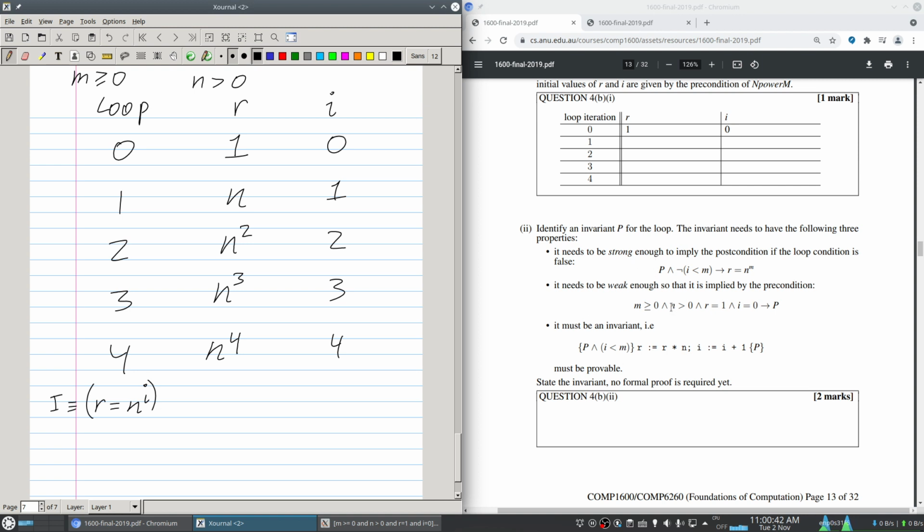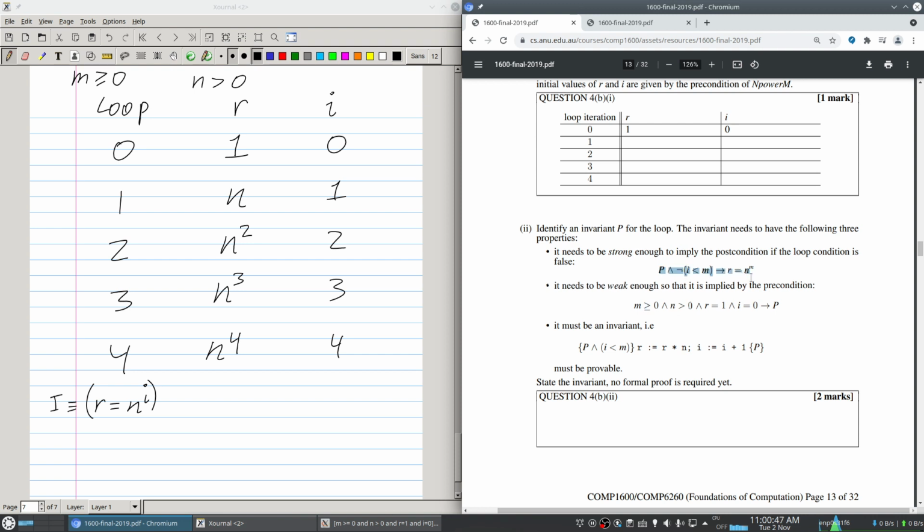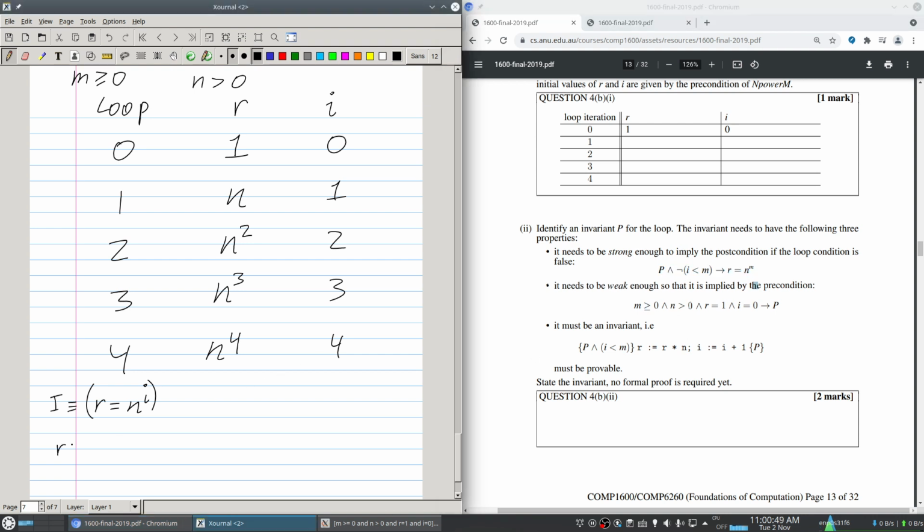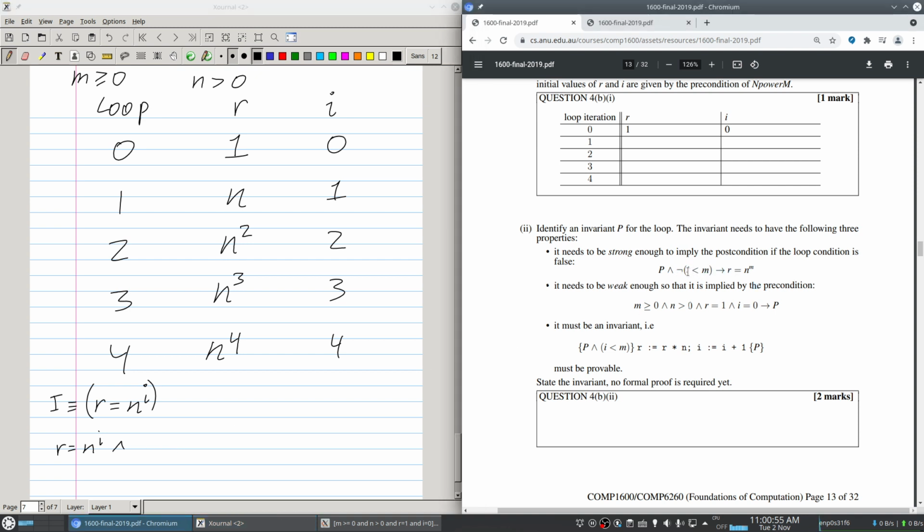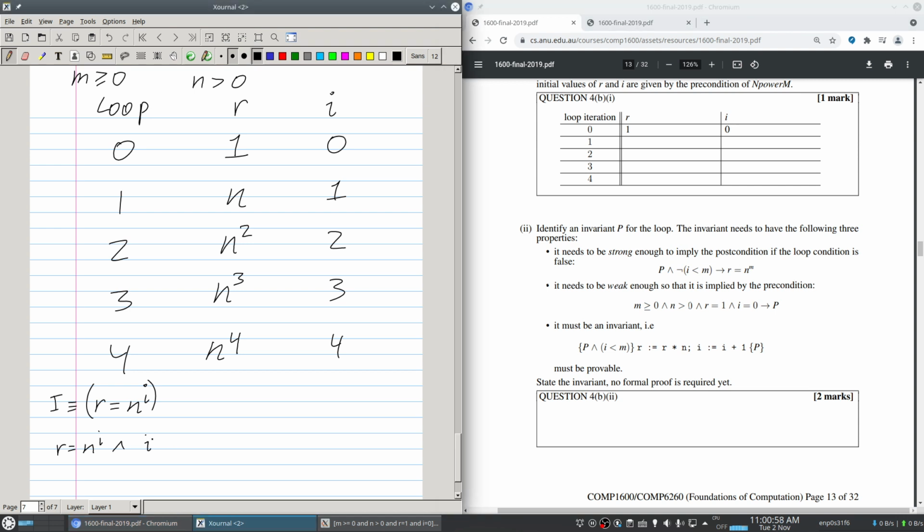So it needs to be strong enough and weak enough to imply and be implied by these statements. So let's check this one first. R equals n to the power of I, and it's false to say the loop condition is true, so that is I is greater than or equal to m, implies R equals n to the power of m. Well, it doesn't look like this is going to be true, right? This is not sufficient information to conclude what I want. That means my invariant, while it is an invariant, it's too weak.